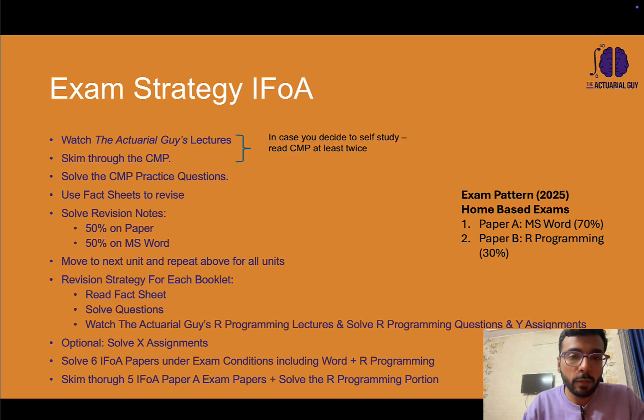Now let's move on to IA. One thing is that if you do not enroll for my lectures and you do self-study, instead of my lectures and skimming through the CMP, you should go through the CMP properly at least twice. At least twice is needed in order to get the concepts clear. And that's where my lectures come in. They make it breezy for you, so that you can go through the CMP much faster and cover all the concepts in a lot of detail.